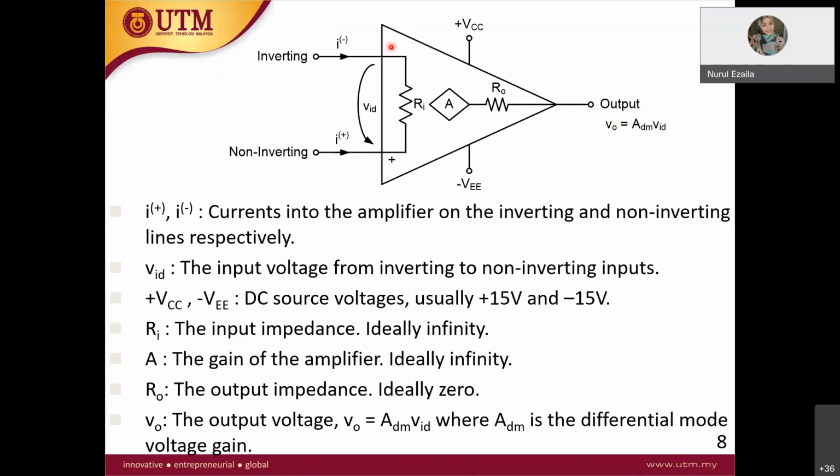So op-amp, just now it has 8 pins. One of the 8 pins must be connected to voltage supply. This is the input of the op-amp, but your op-amp must be supplied with power. So you have to supply positive VCC and negative VCC, usually plus minus 15 volt. Plus 15 volt and minus 15 volt. The rest inside this is the internal impedance. A is the gain, R out is the output impedance, and so on.